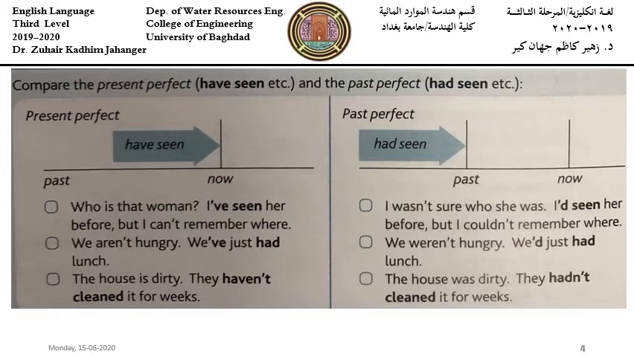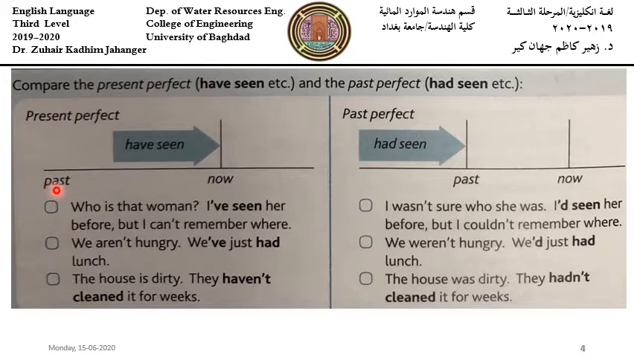So to compare the present perfect, have seen, etc., and the past perfect, had seen, etc., look at this graphical presentation. The present perfect is from the past to now, the time of speaking. But the past perfect is about things that happened in the past, continued in the past, and is far away from now.